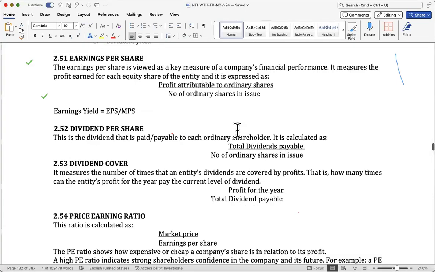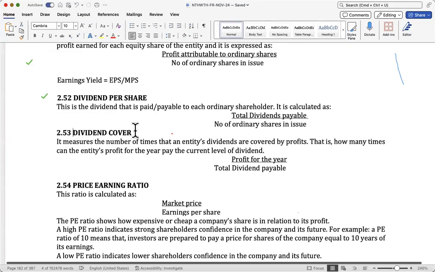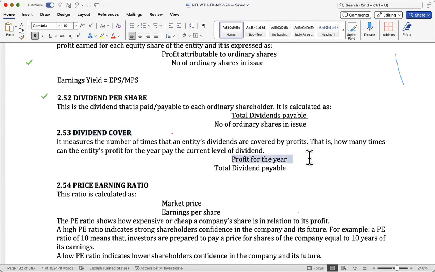because it considers how much you are even paying to get dividend. Then there's another one, which is dividend cover, which is how many times your profit can pay your dividend. Sometimes you see it as EPS over DPS as your dividend cover.